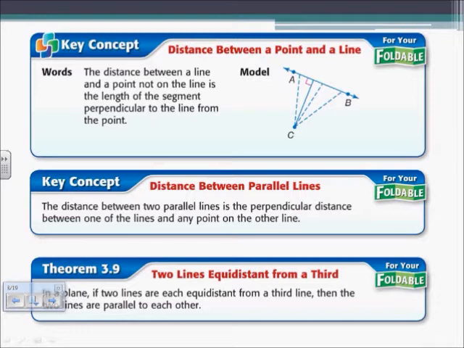Next key concept, we have distance between parallel lines. The distance between two parallel lines is the perpendicular distance between one of the lines and any point on the other line. So we can take any point on one of the lines, draw a perpendicular through that line to the other, and measure the distance. Lastly, we have two lines equidistant from a third. It says in a plane, if two lines are each equidistant from a third line, then the two lines are parallel to each other. So if we have three lines that exist in a plane and the outside two are the same distance from the inside one, then the outside two have to be parallel going through.